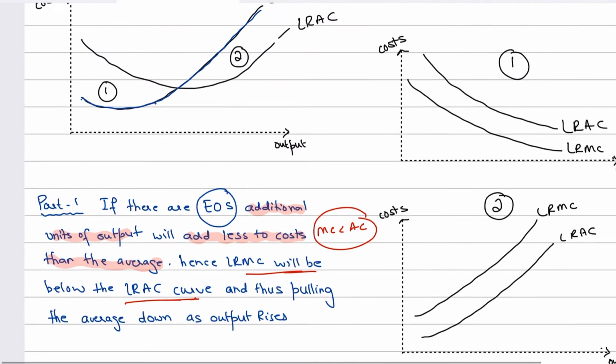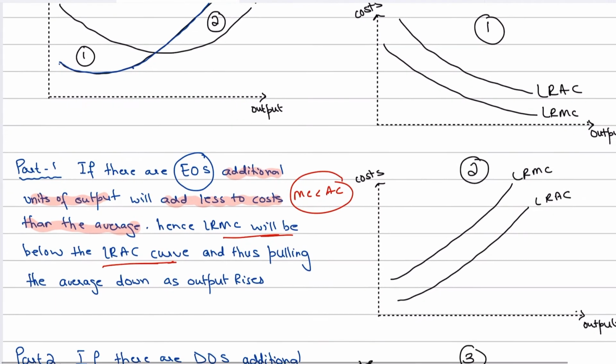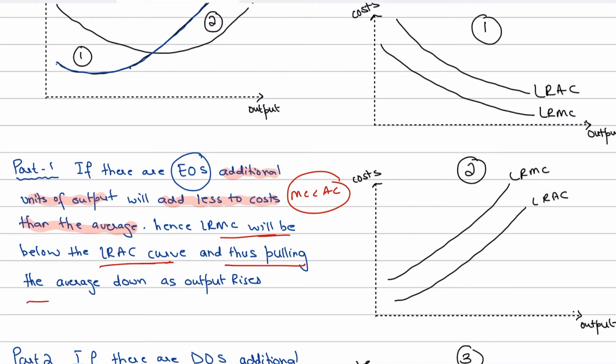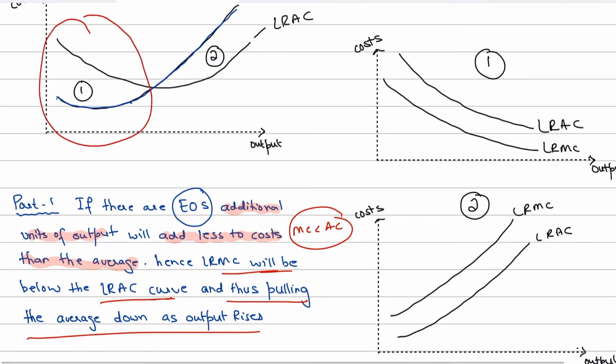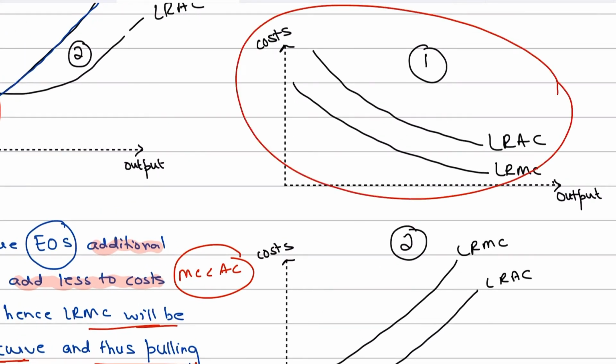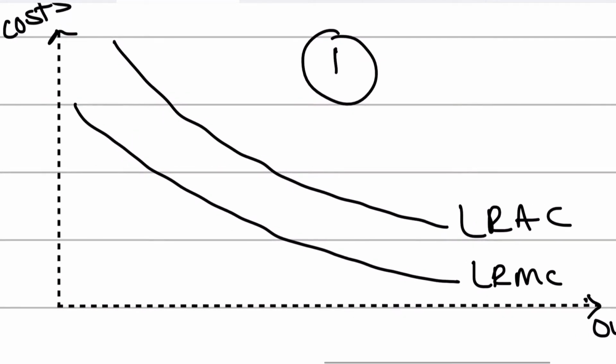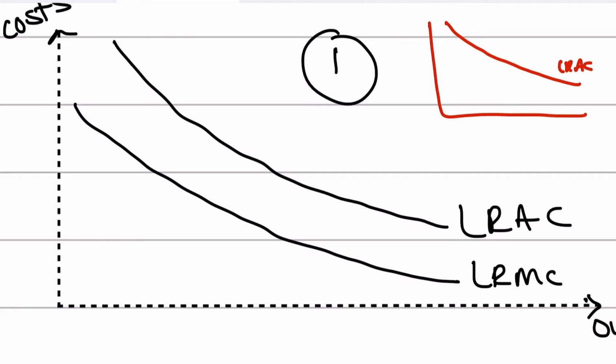So in this region, for this range of output, we can clearly see that the marginal cost curve will lie below the average cost curve, and thus that pulls the average down as output rises. So I've broken this down and showed it over here, right? In part one, the marginal cost is basically below the average cost. If this is your average cost, then your long run marginal cost will be below your average cost.